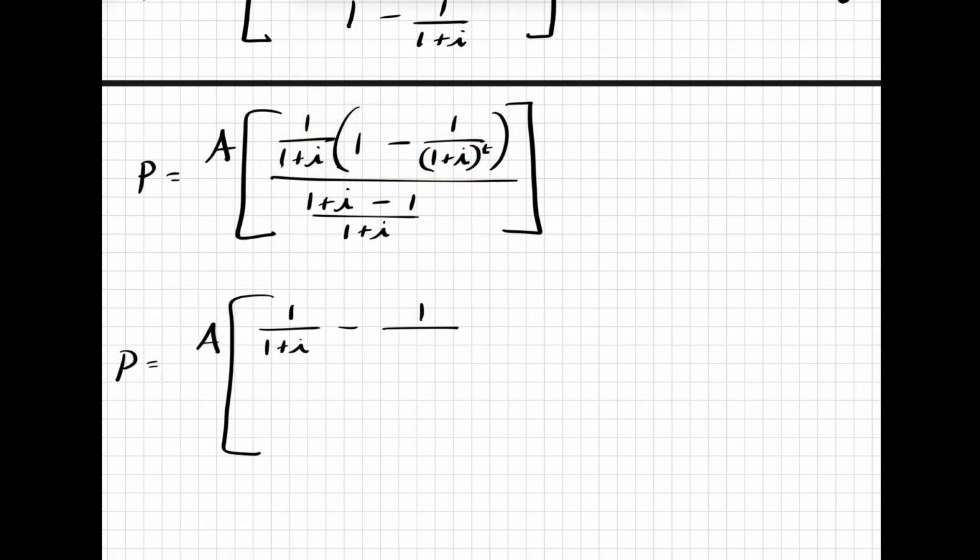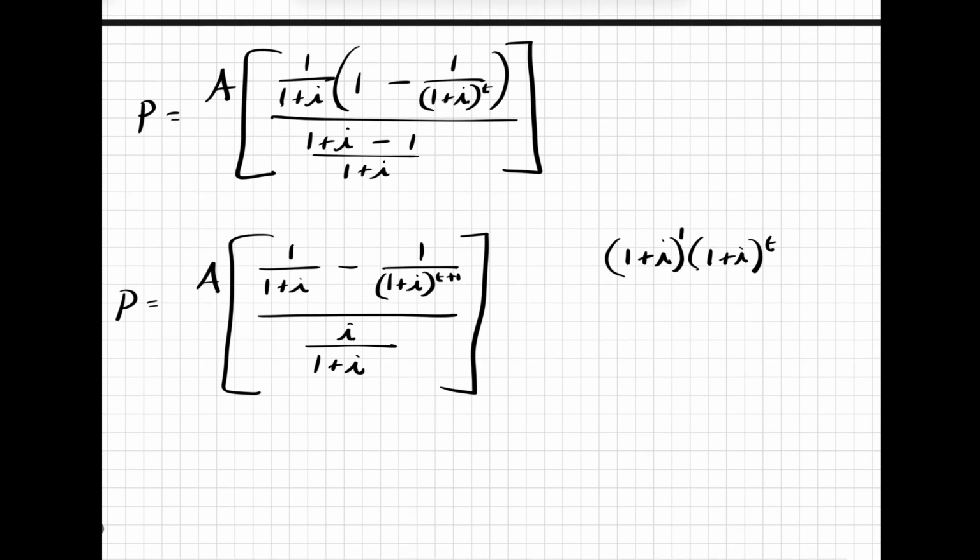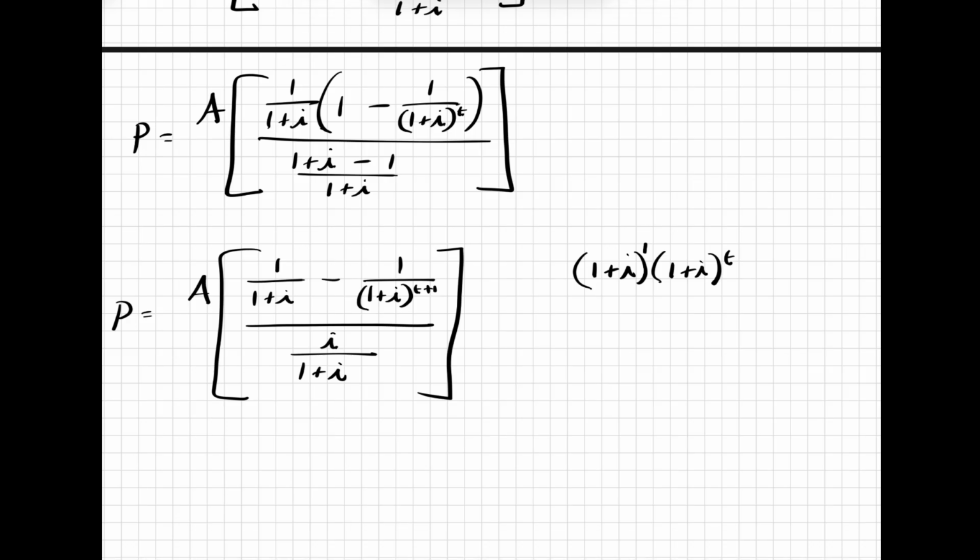On the bottom, when you do 1 plus I times 1 plus I to the t, you have to remember that this is 1 plus I to the power of 1. And when you've got two indices, you can add the powers if they're the same base. So here it becomes t plus 1, all over. 1 minus 1 disappears and we get this guy here. Now, at this stage, we're actually nearly done, even though it doesn't look it.